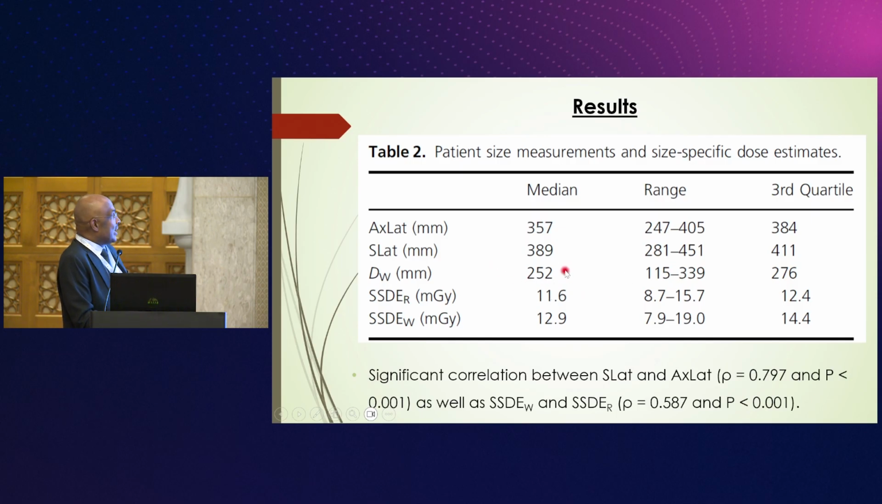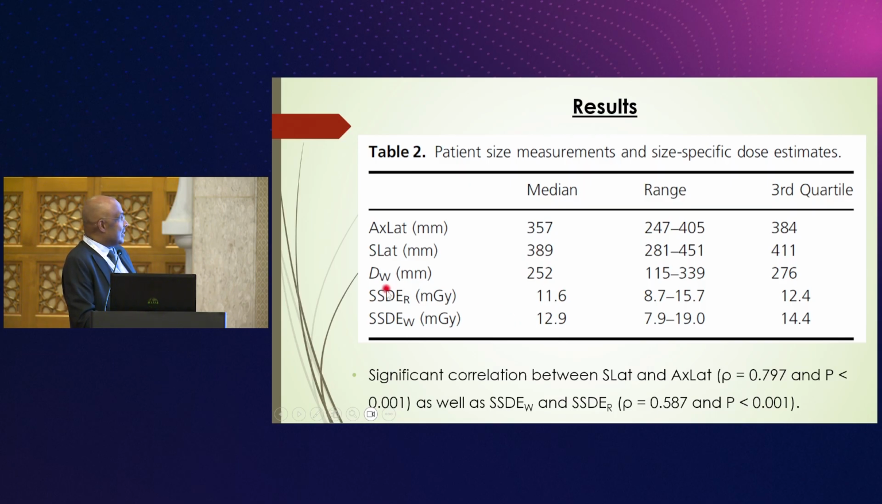The water equivalent diameter was about 250 millimeters. The comparison here is that 12.9 is the size-specific dose estimate with water equivalent diameter compared to 11.6 from the scout view. That means a larger size measurement from the scout view creates a smaller size-specific dose estimate. But these are fairly close.